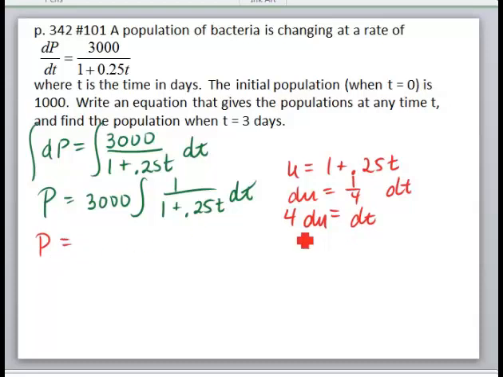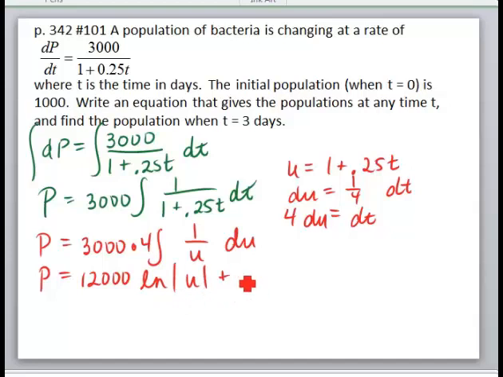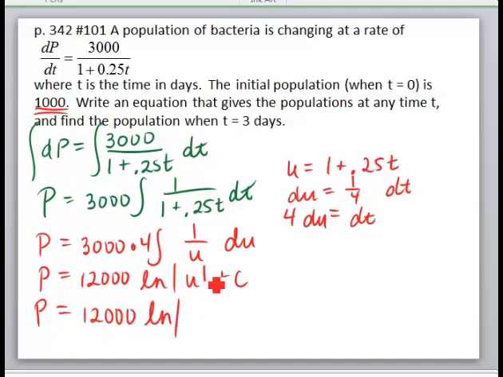So my new population ends up being 3,000. Bring that down. I have the integral of 1 over u. And I just wanted the dt part, so I need a du and a 4. So that makes my population be 12,000. The integral of 1 over u is ln of absolute value of u plus c. It does give me my initial population of 1,000. So I am going to go ahead and finish rewriting this by putting in what u was equal to, 1 plus 0.25t plus 1,000.